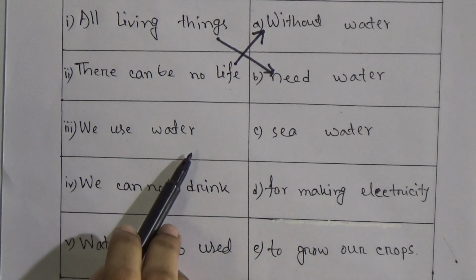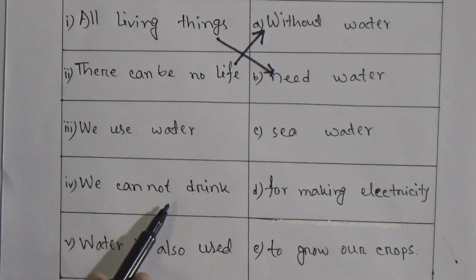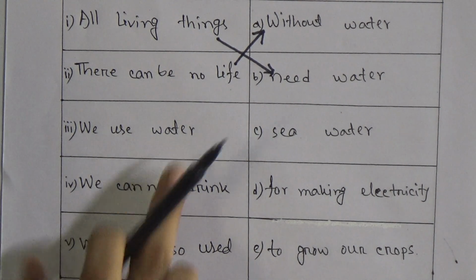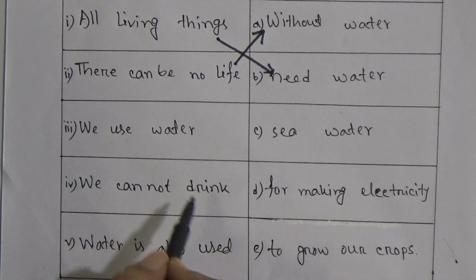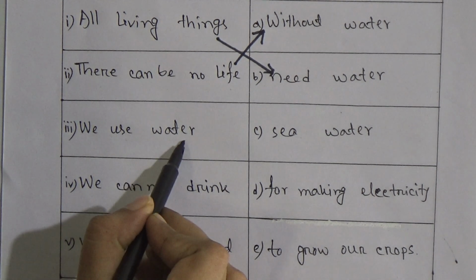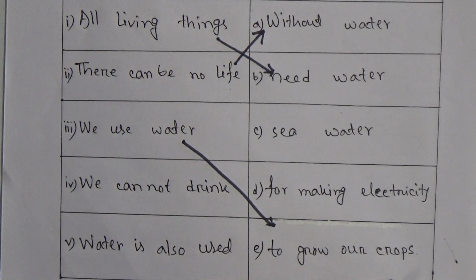Number 3, we use water. For what do we use water? For lots of things we are using water. Here is written we use water for making electricity, and it can be matched with that, and there is written to grow our crops. The most important will be to grow our crops, because this is actually the usual use of water. So we use water to grow our crops.